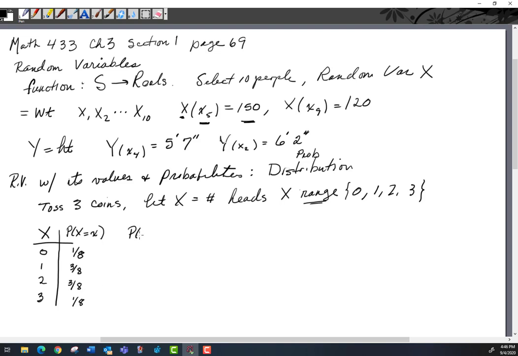And what does that tell me? That tells me that the probability that x is equal to 2 is equal to 3/8. So another thing that tells me is that if I repeat this experiment a large number of times, about 3/8 of the time, I'm going to get exactly 2 heads. All right, so this is a probability distribution.